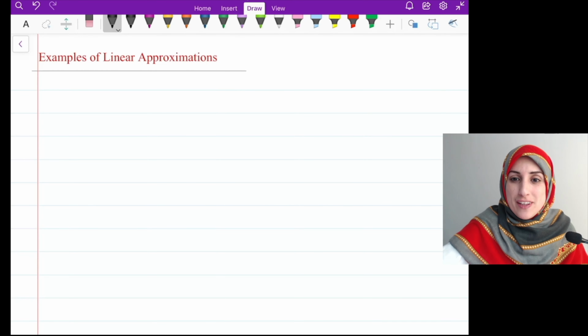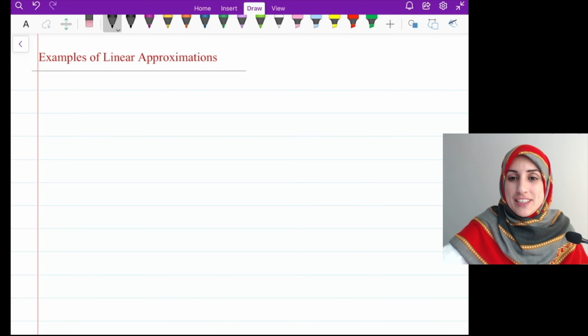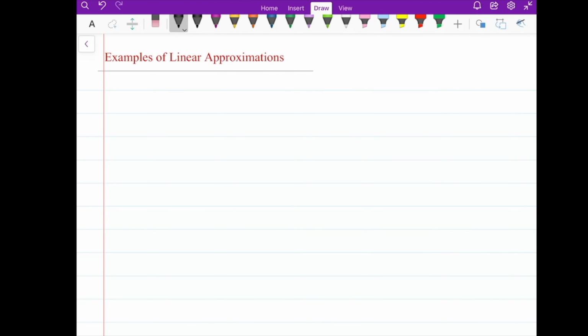This lecture is part of an online course of multivariable calculus, and I'm gonna solve some examples about linear approximation. So let me start with example 1. Find an equation of the tangent plane of z equals square root of xy at the point (1, 1, 1).